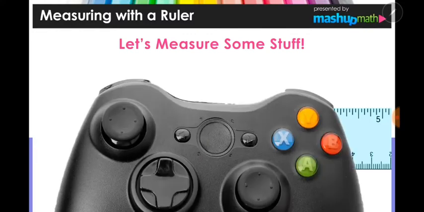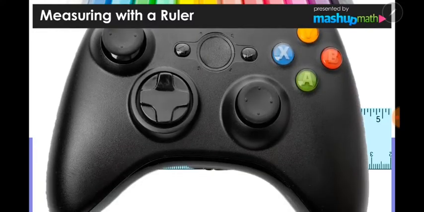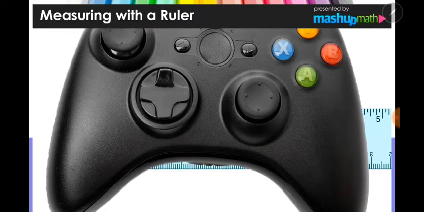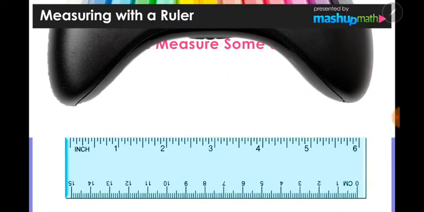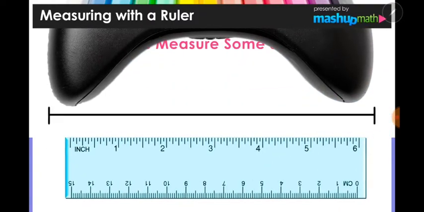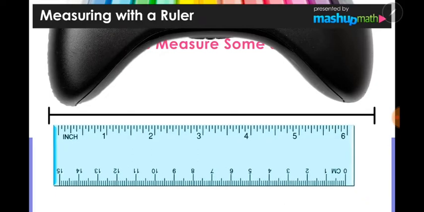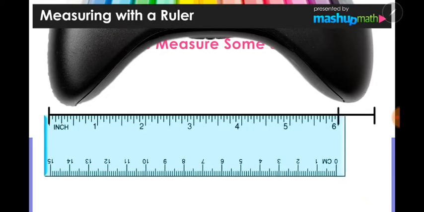Now, what about an object like a video game controller? Again, we want to use our ruler to find the length of this object. So we can line our ruler up on the left edge at the 0-inch mark, and we see that this object is longer than 6 inches.